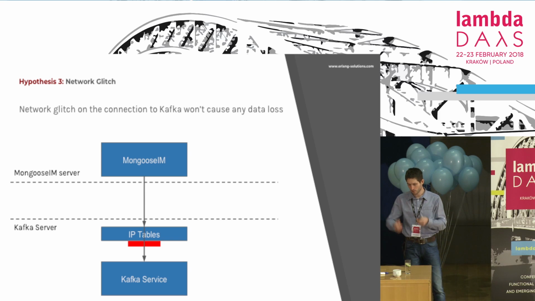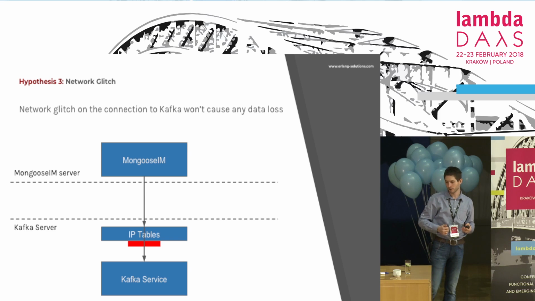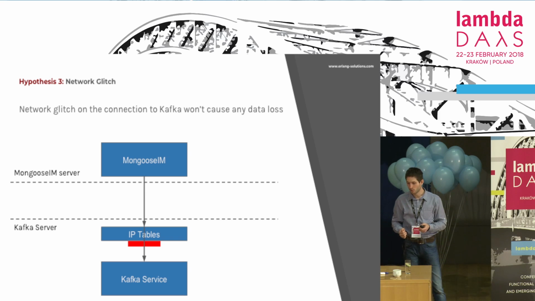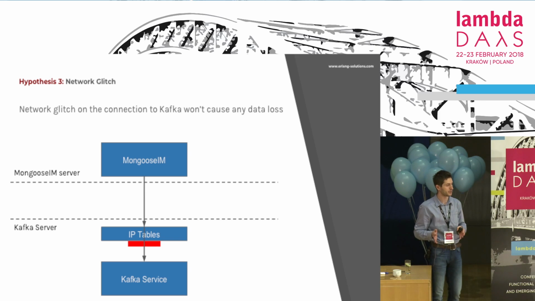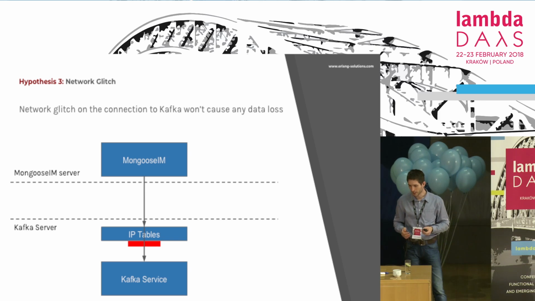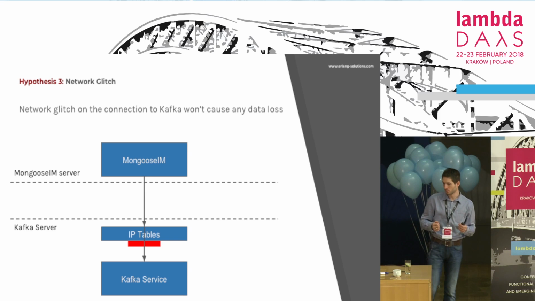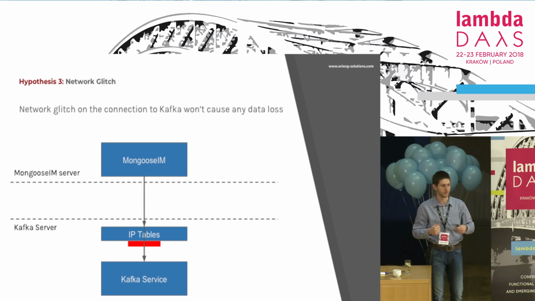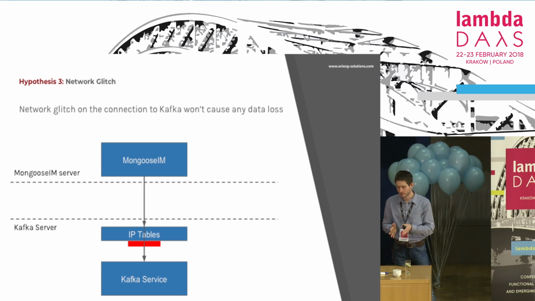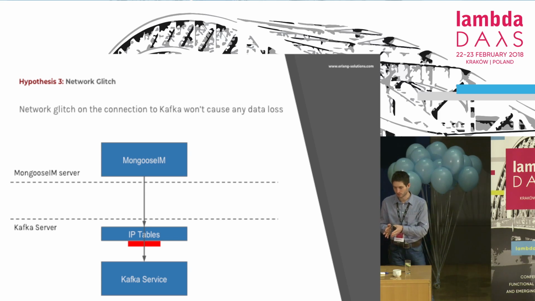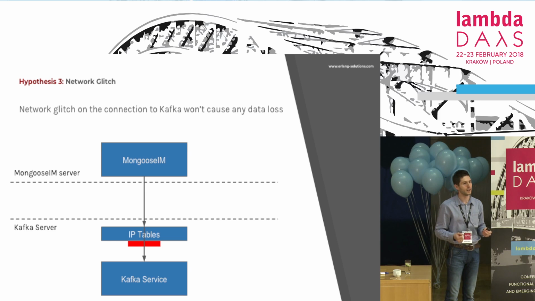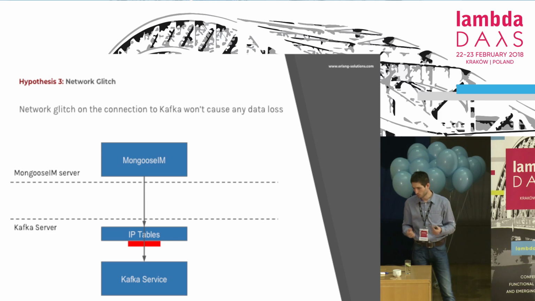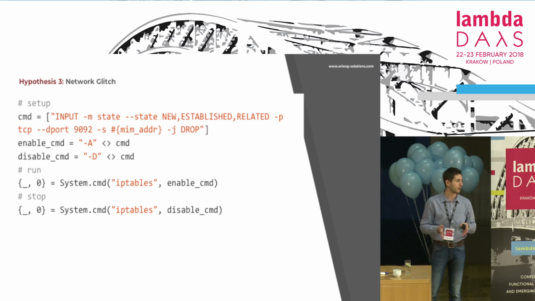So our server connects directly to the Kafka server, and to simulate this failure, we used IP tables. We simply installed a rule that would drop the incoming packets from our server. And we wrapped that rule into our Elixir code that we use to represent faults. So we would literally add a rule to an input chain of IP tables, and run that command on the server that was running the Kafka service. When we were done, we would simply remove that rule from the IP tables chain.